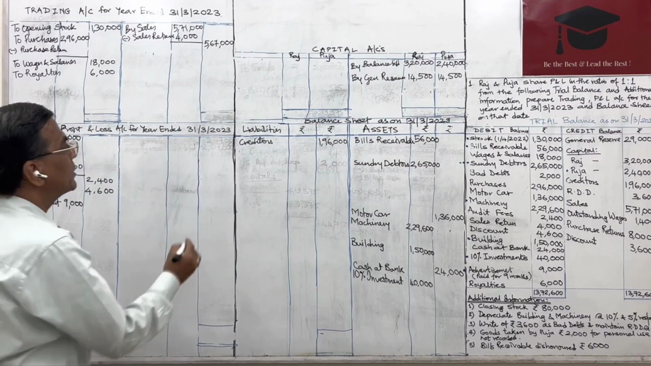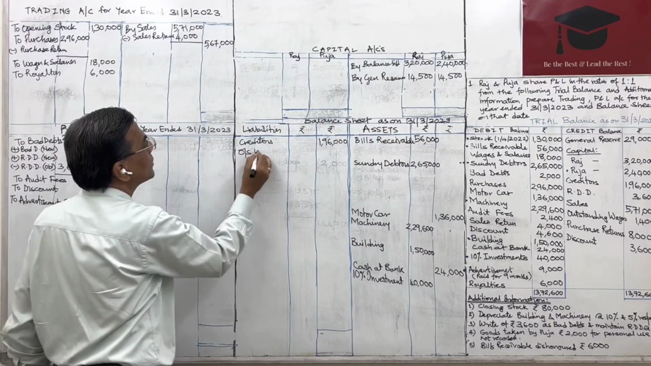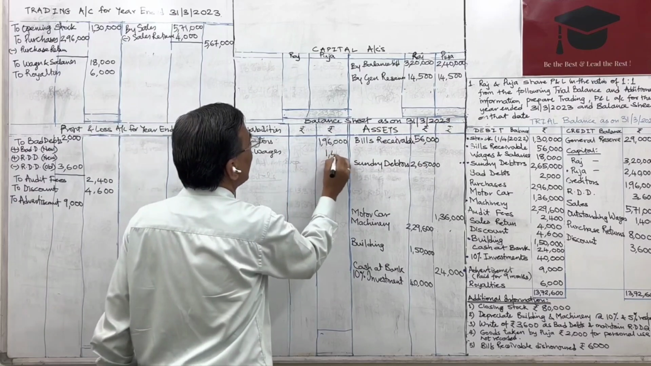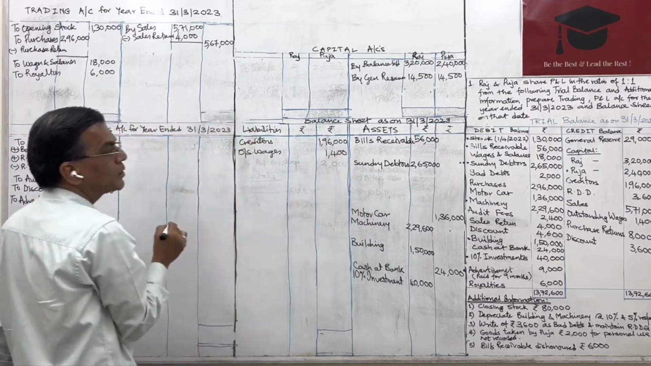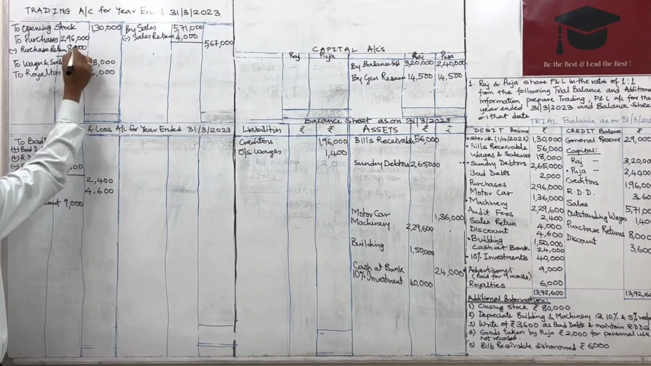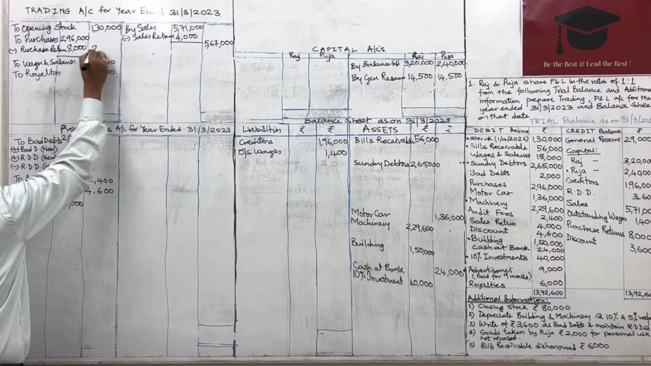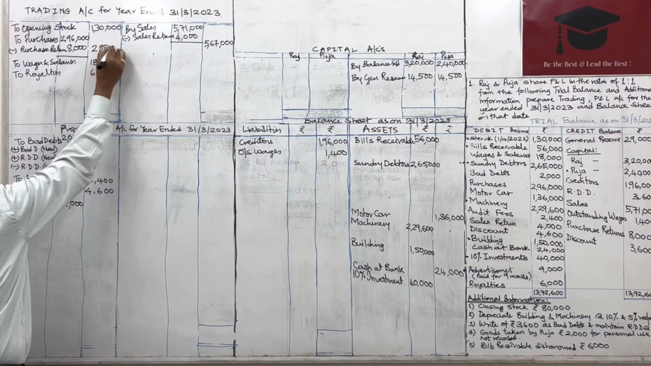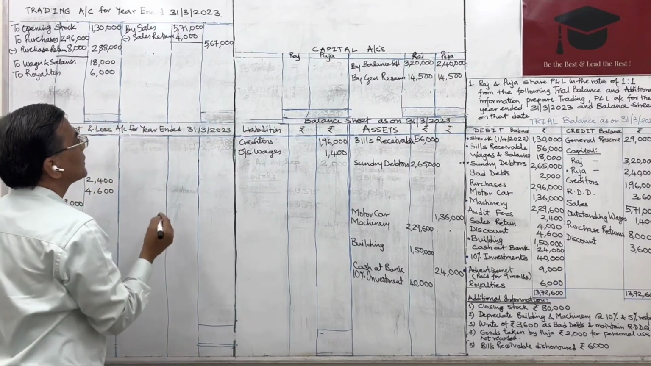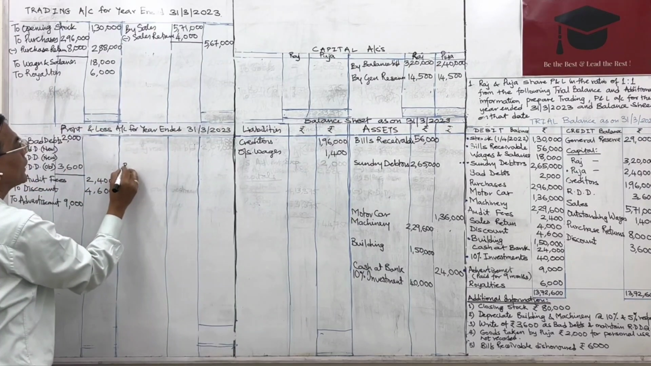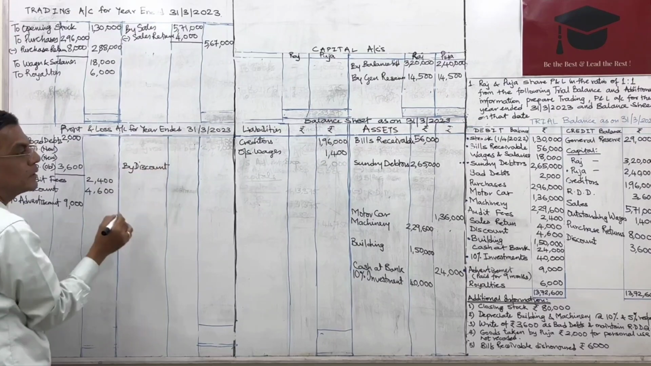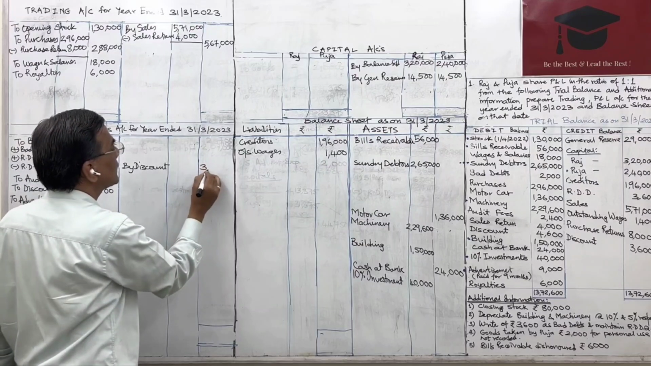Then outstanding wages, liability side of the balance sheet. Outstanding wages and the amount 1,400. Purchase returns will be less from purchases, so 8,000. So the balance is 2,88,000. Discount received, that's on the credit side, so it will come on the credit of your profit and loss. By discount received, 3,600.